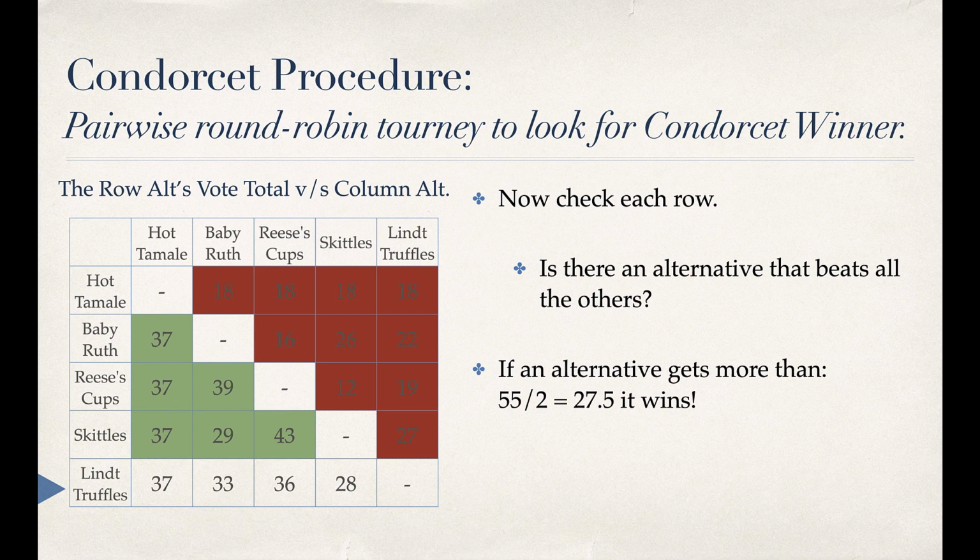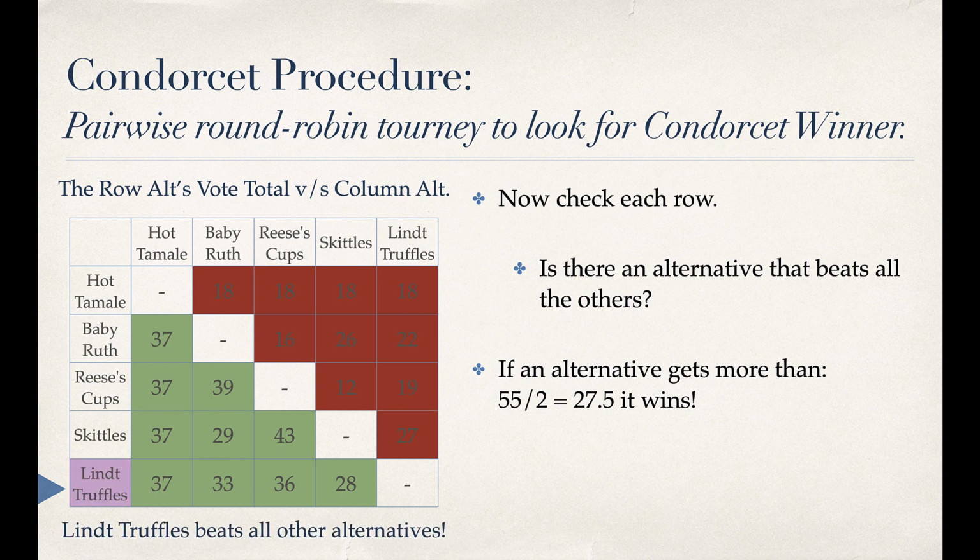Down here, the last one, Lindt truffles wins all of the pairwise comparisons. It is greater than 27.5 votes for all of the pairwise comparisons. So Lindt truffles is the Condorcet winner. Lindt truffles beats all the other alternatives. Lindt truffles cannot be defeated in pairwise majority rule.